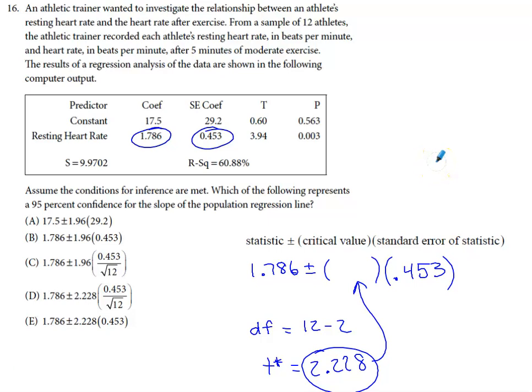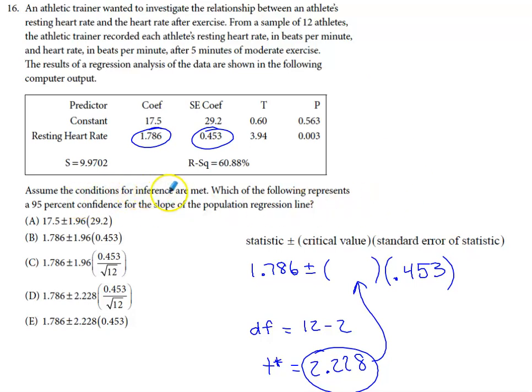Here's the final multiple choice question from the AP Stats test preview through Bluebook. This question says we've got an athletic trainer wanting to investigate the relationship between athletes' resting heart rates and heart rates after exercise. So they have 12 athletes and they record each athlete's resting heart rate measured in beats per minute. Then they measure their heart rate again, also measured in beats per minute, after 5 minutes of moderate exercise. So the results of the regression analysis of the data are shown in the following computer output.